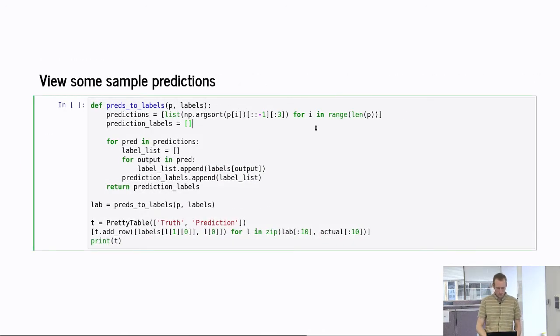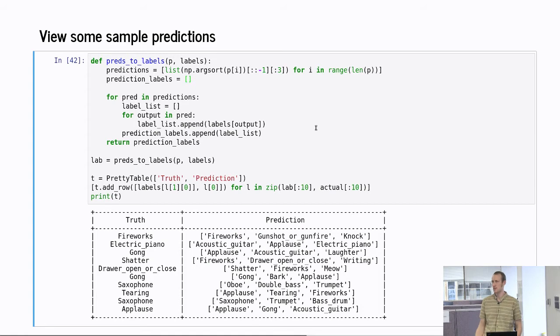And then just for safety's sake, I want to take a look at a few predictions that my model actually made. In the first file I've got here, the truth is fireworks. That was my first prediction, which is great. We've got electric piano. That's in the top three here. So I actually did okay. Considering how little information I gave the model, I'm quite happy with how that did.